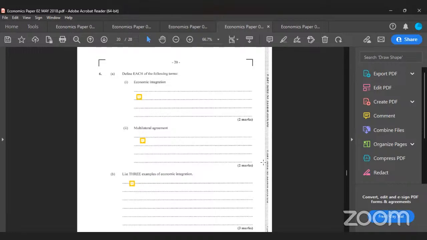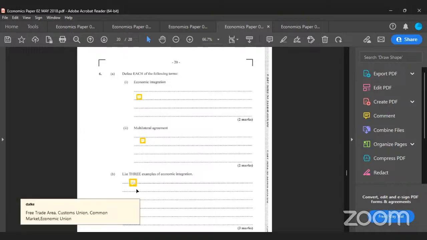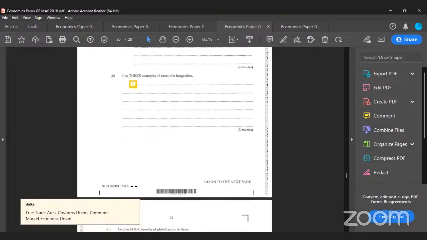They also asked us to list 3 examples of economic integration, right? And 3 examples of economic integration are free trade area, customs union, common market, and you can even use economic union as well.